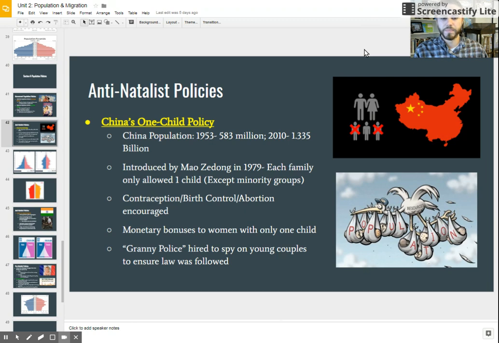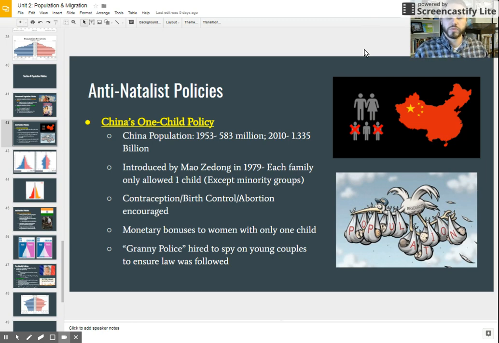Now, this made it to where families could only have one child in their family, unless you were a minority group. So the Han Chinese, which is the largest ethnic group in China, were the ones that were affected by this. If you were a minority group, you could have a few more as long as you got the right permits and things like that.